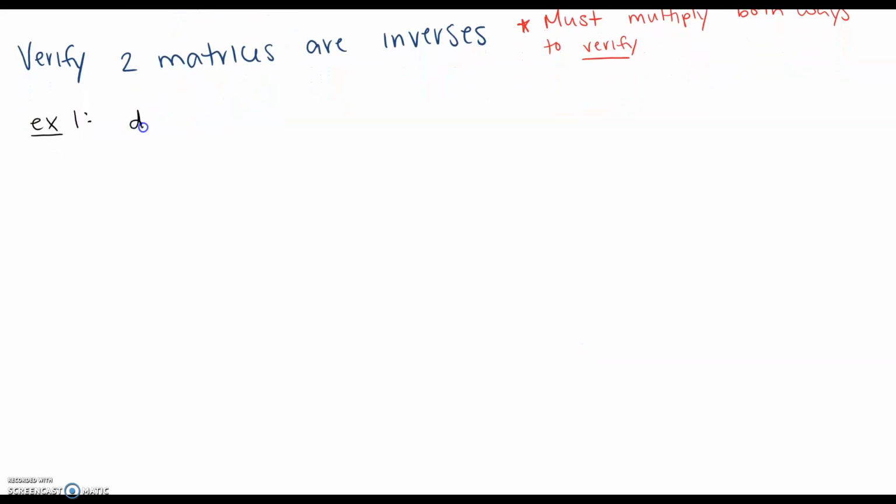So we're just going to do one example. Determine if A and B are inverses.